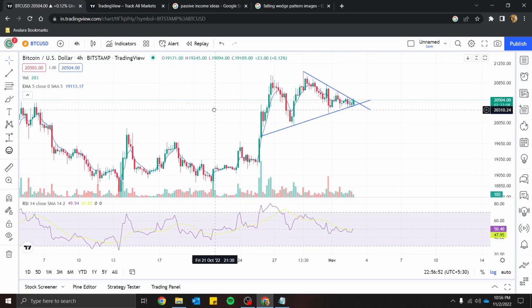Let me show you with a quick example. As we can see here, at this point the RSI is approximately 77, and at this point the RSI is about 80.